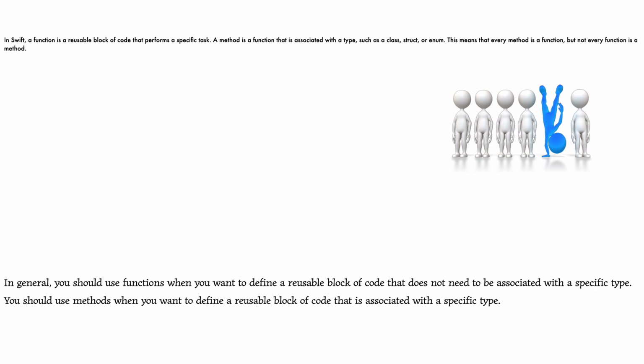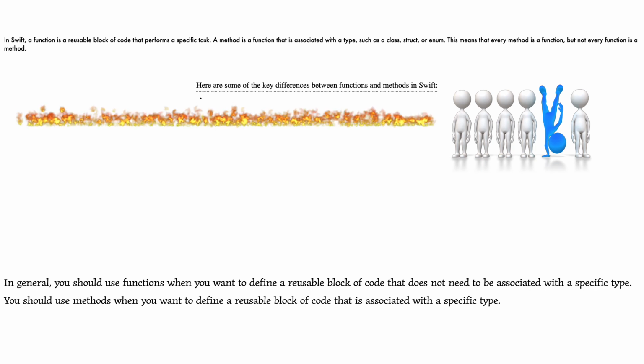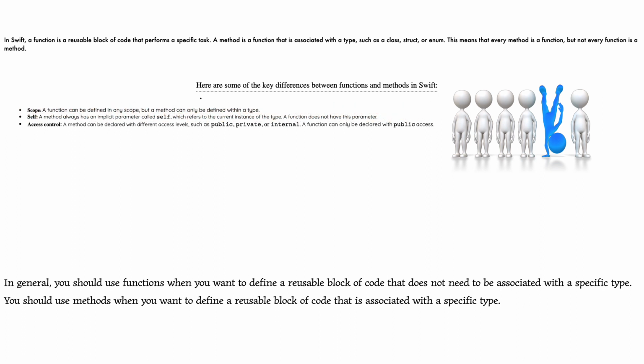Here are some of the key differences between functions and methods in Swift: scope, self, and access control. So let's see what it means. Scope: a function can be defined in any scope, but a method can only be defined within a type. Self: a method always has an implicit parameter called self, which refers to the current instance of the type. A function does not have this parameter.